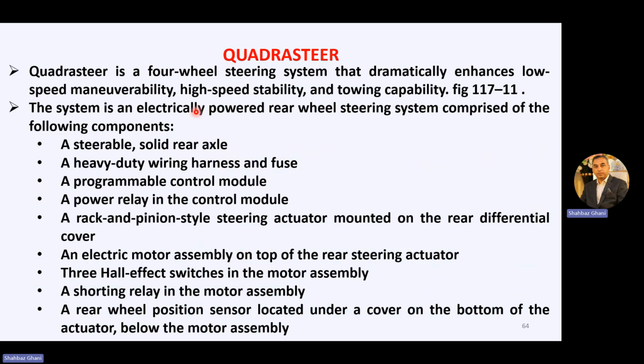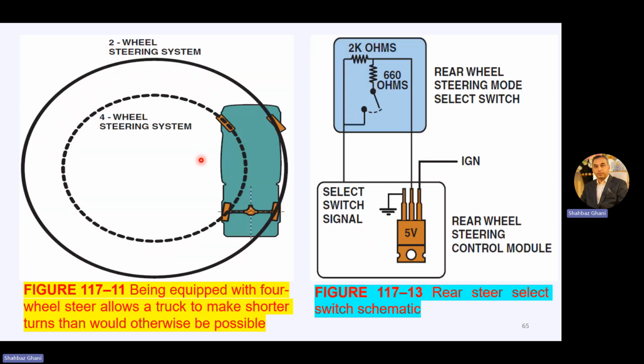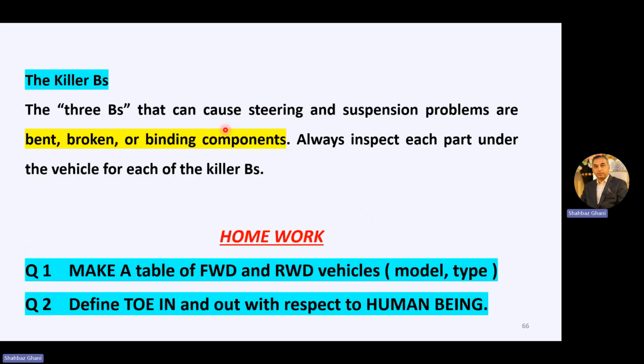Then quadra-steer, in which all four wheels are independent and have their own angles with the help of electronic gadgetry. Then we talked about the three killer bees. If we have any problem in the suspension or steering, such as bent, broken or binding components, then we have to go for the alignment. So this was the homework which I gave last time.